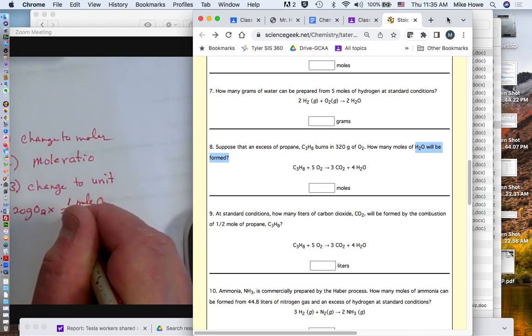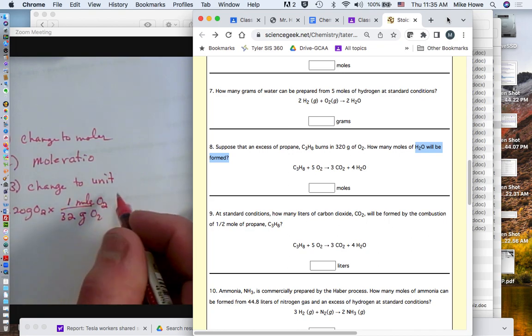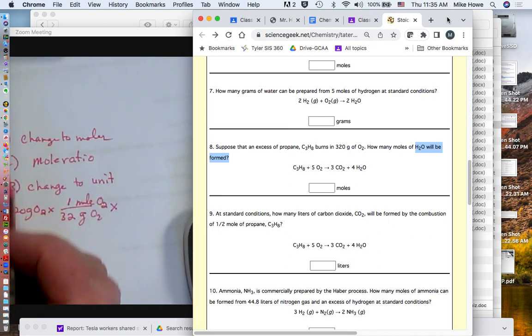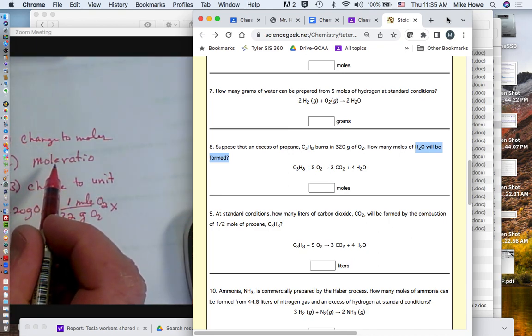And then that would be 32. It's really important to do what I didn't do, and that is write down the O2. Okay, that was step 1. So you change to moles. Now we need to do the mole ratio step.